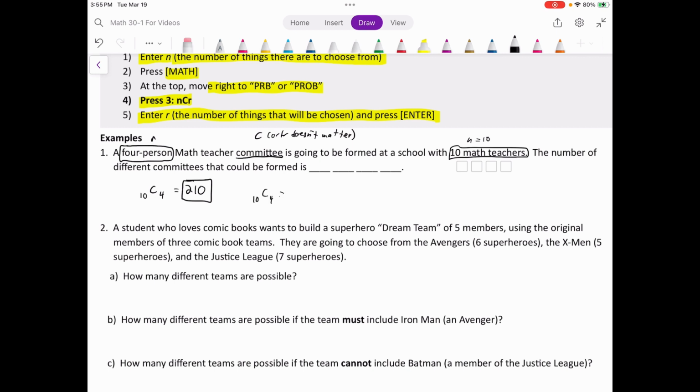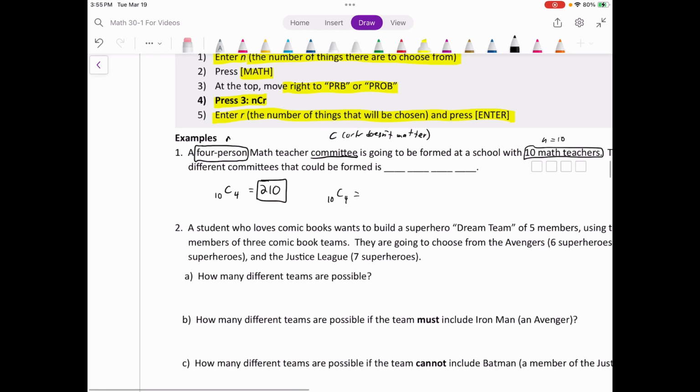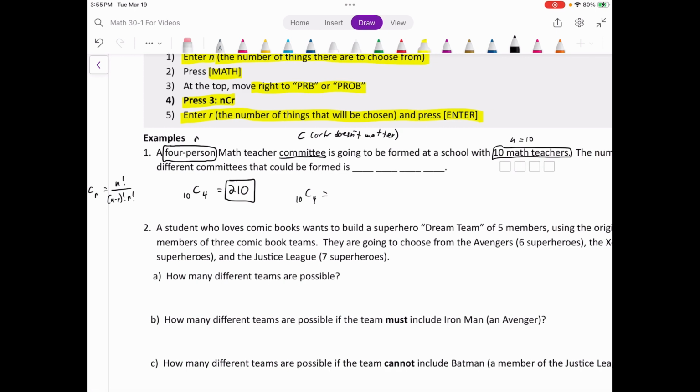So 10 choose 4 is, well, let me just write the general formula off to the side here. n choose r is n factorial, divided by the number of ways to arrange the things that aren't chosen, and also the ways to arrange the things that are chosen, because we don't care about those arrangements now that order doesn't matter. So n is 10, so 10 factorial over (10 minus 4) factorial times 4 factorial, giving us 10 factorial over 6 factorial times 4 factorial. 10 minus 4 is 6. That represents the ways to arrange the 6 teachers who aren't chosen, which we definitely don't care about here.